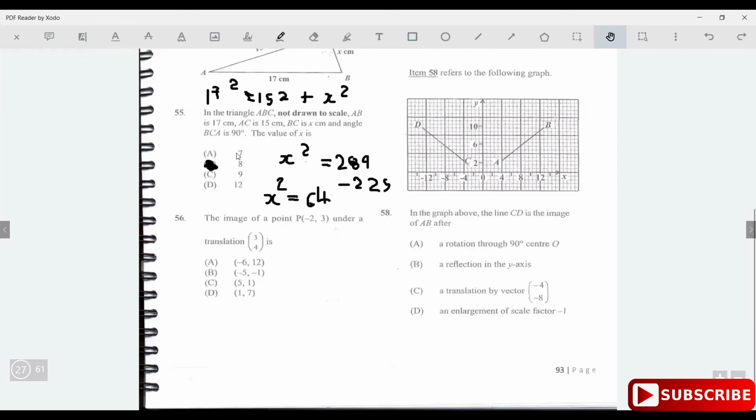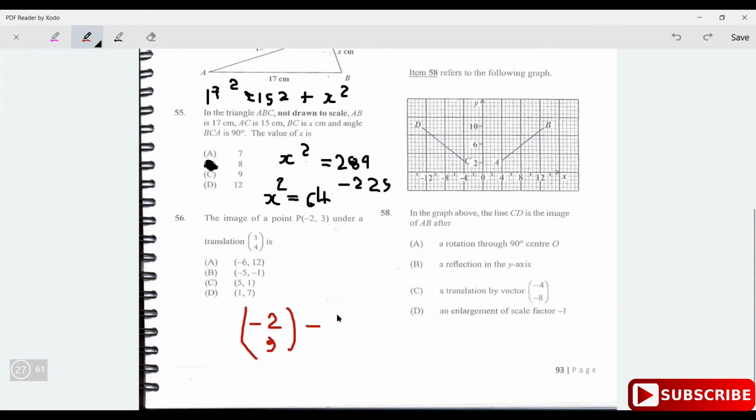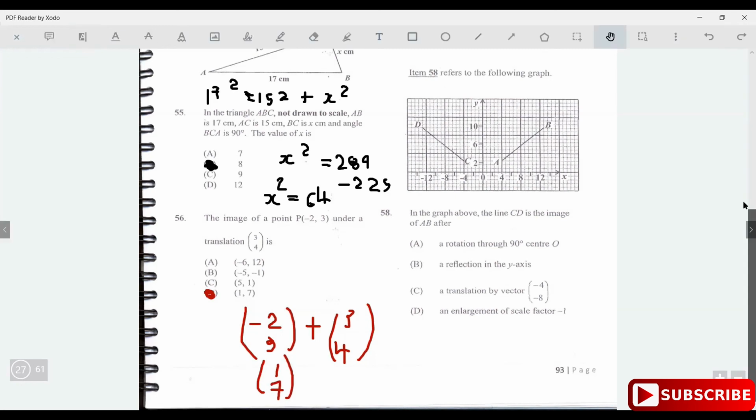Question 56. The point P, which is (-2, 3), under a translation (3, 4) becomes... So we have (-2, 3) and it undergoes a translation of (3, 4). So -2 plus 3 is 1, and 3 plus 4 is 7. And so we get (1, 7), which is option D. Nice and easy.